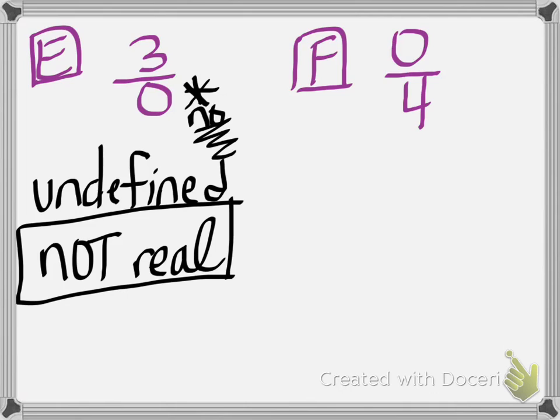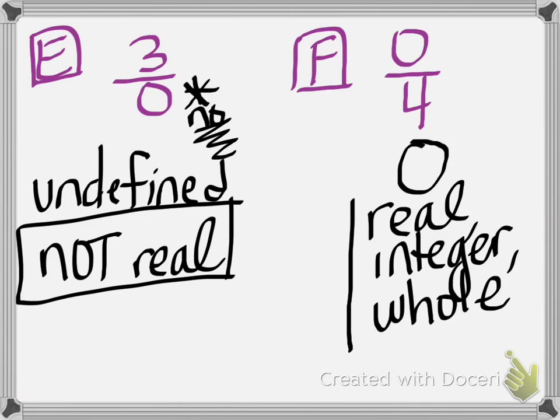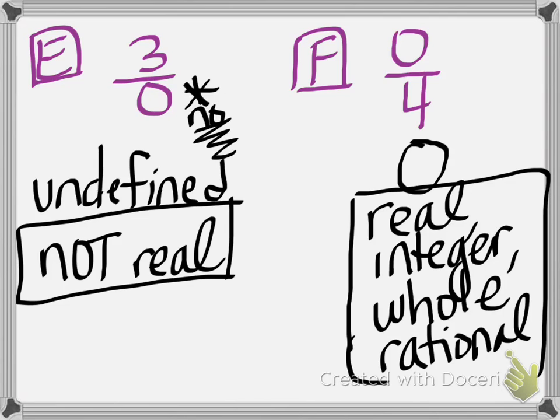In F, I can divide 0 things 4 times. Everyone just gets 0 things. So 0 divided by 4 is 0. And 0 is real. It's an integer. And it's also a whole number. Oh, it's also rational. I forgot to write that one. So if 0 is in your denominator, like E, you can't do that. That's not real. But if 0 is in your numerator, it's okay. 0 is a real number. It's a rational number. It's an integer. And it's a whole number.